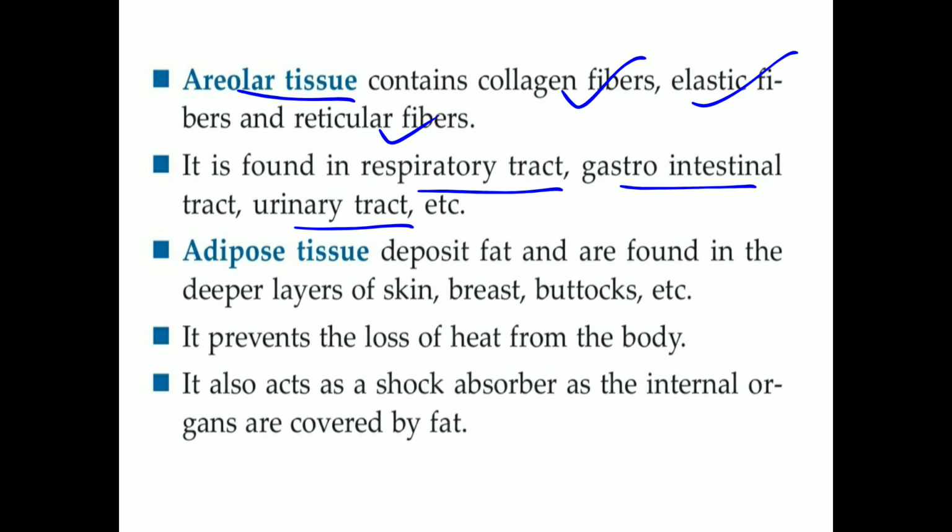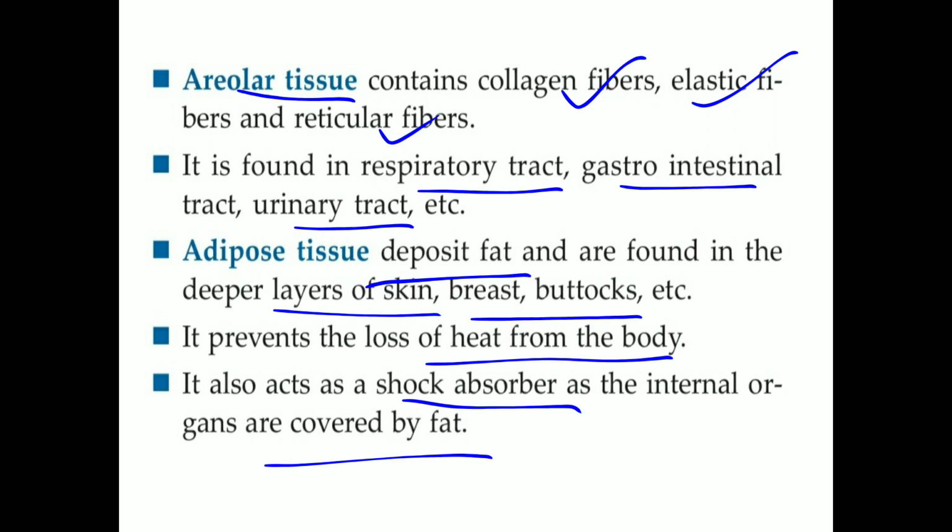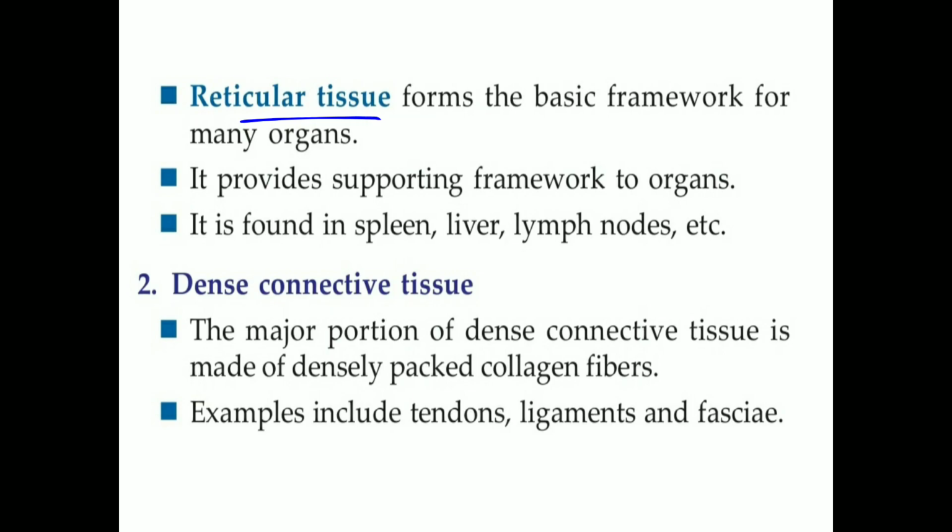Adipose tissue deposits fat and is found in the deeper layers of the skin, breast, buttocks, etc. It prevents loss of heat from the body, and it acts as a shock absorber as the internal organs are covered by fat. So that was areolar tissue and adipose tissue, and now the next is reticular tissue. It forms the basic framework for many of the organs. It provides a supporting framework to the organs, and it is found in the spleen, liver, lymph nodes, etc.